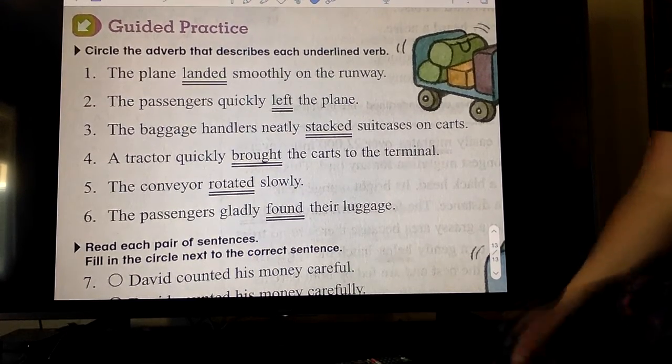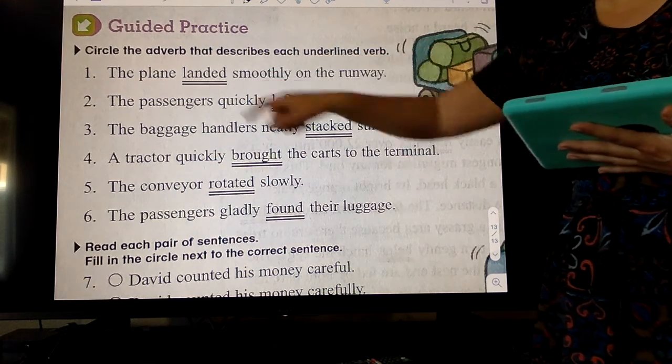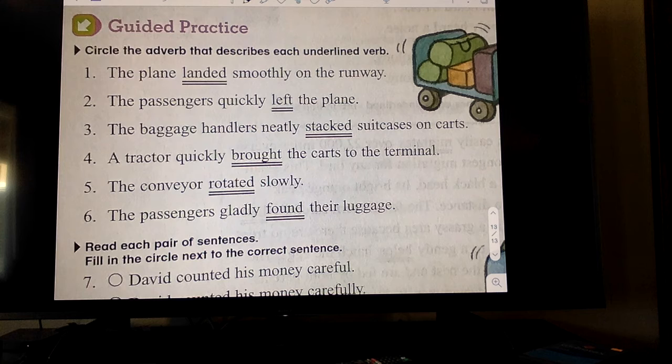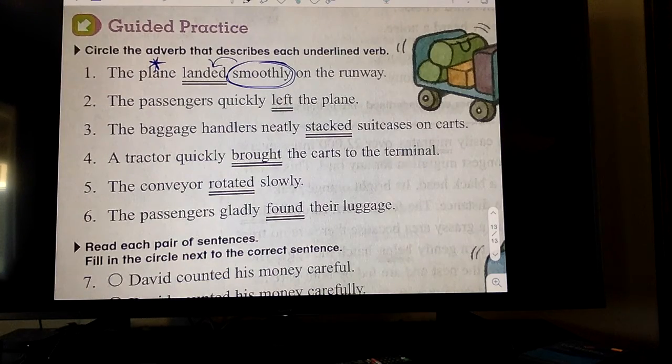Number 1. The plane landed smoothly on the runway. Okay, so landed they already found for us. Landed is our verb there. What's our sentence about? It's about the plane, if you want to put a star above plane so we know that's the star of our sentence. Now, how did the plane land? Smoothly, very good. Everyone circle smoothly. If you want to draw a line, you don't have to. But smoothly is describing how the plane landed.